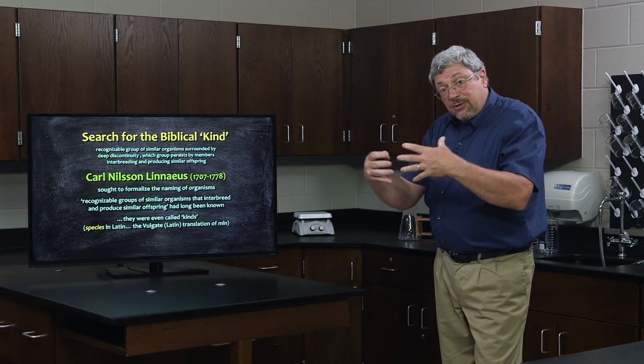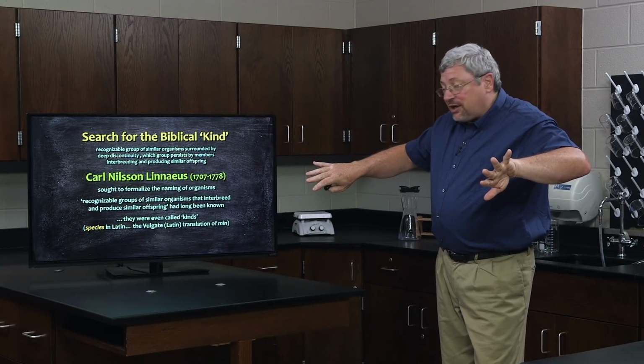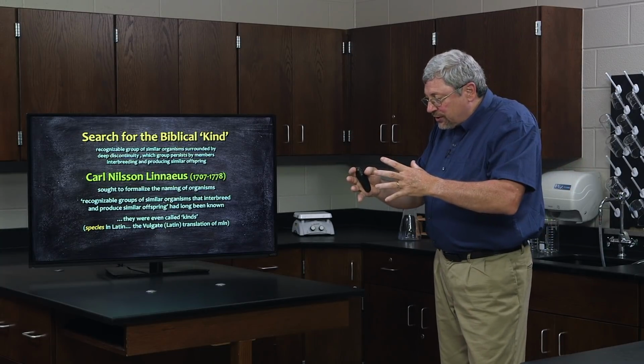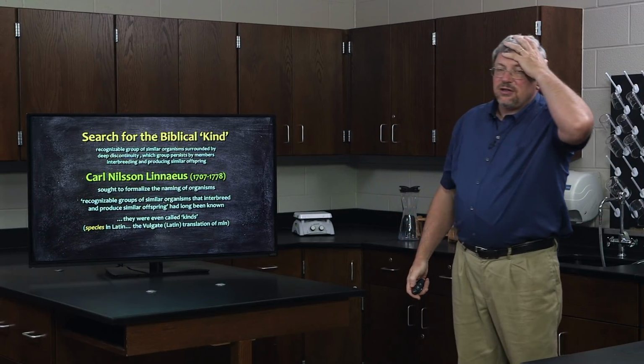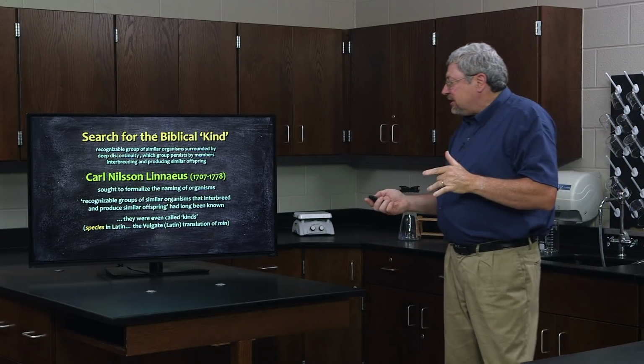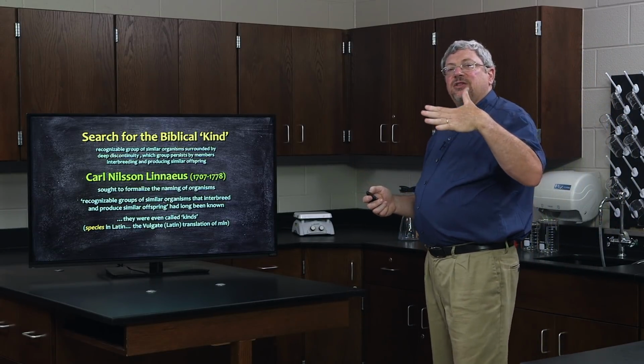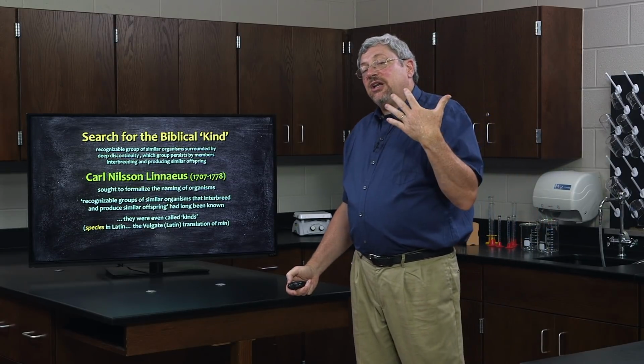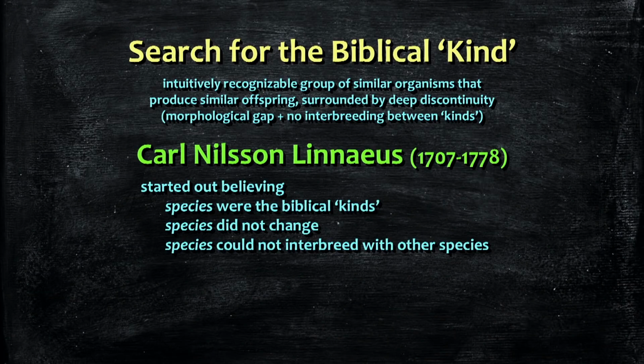And species was a term that was also applied to a group of organisms that were very similar to each other, that were different from other organisms. They interbred with each other and they produced offspring that looked like their parents. And so, only naturally, Carl Linnaeus would have understood that the created kind was probably what at that point they called a species. So Carl Linnaeus started out believing that species were the same as the things called biblical kinds.